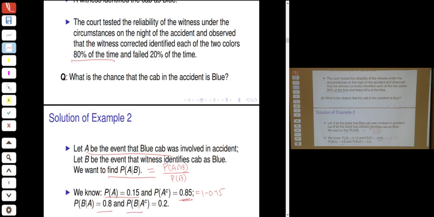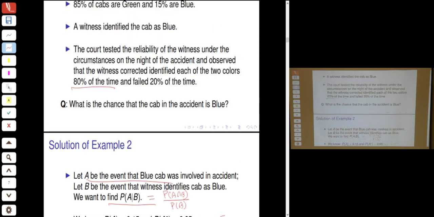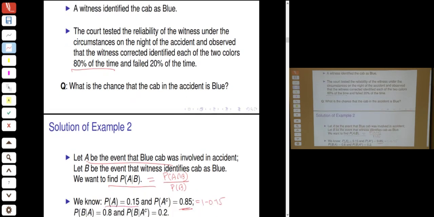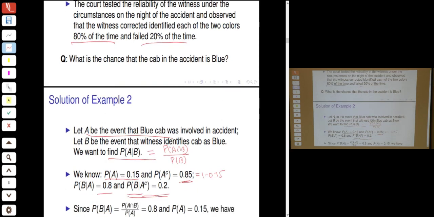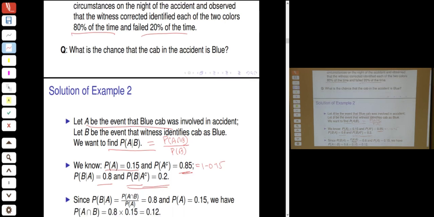Let us calculate probability B given A complement. So, what is this probability? This is the probability that given the cab was not blue, so the cab was green, the witness still identified it as blue. Okay? So, this is the probability that the witness made a mistake. So, he makes a mistake in identifying the color 20% of the time. So, B given A complement is 20% chance, or in terms of fractions 0.2.